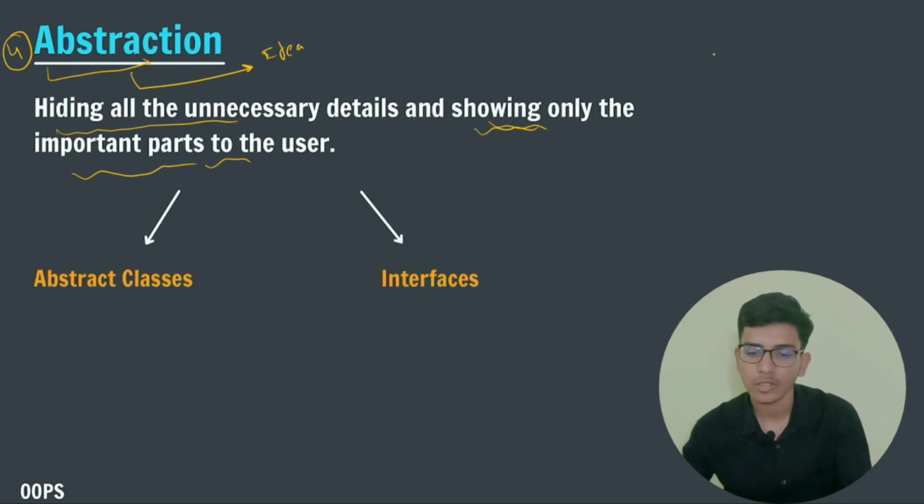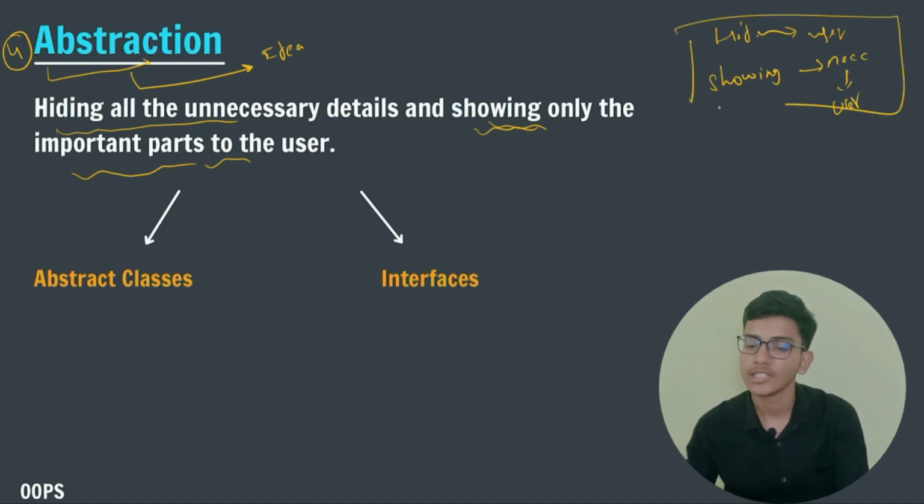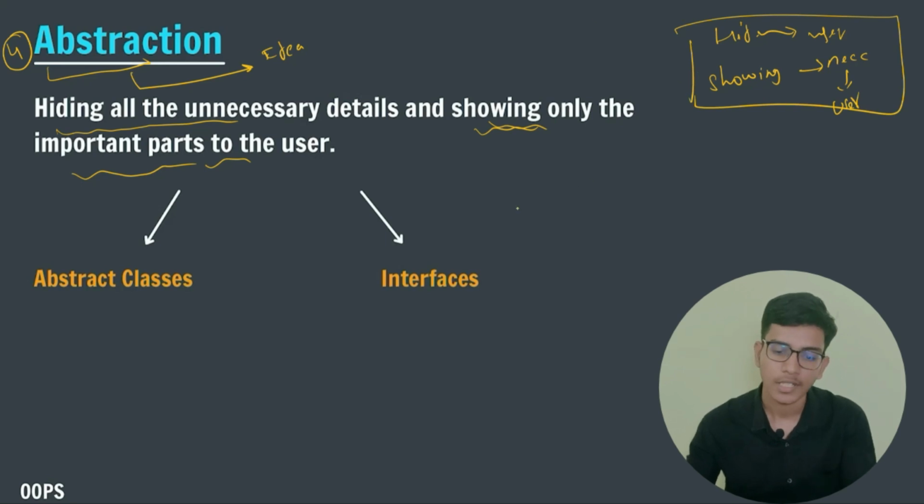So we are hiding something that is unnecessary for my user. After that, I am showing something that is necessary for my user. So this is known as abstraction. You can say that abstraction is just the idea of a particular thing, but not its implementation.